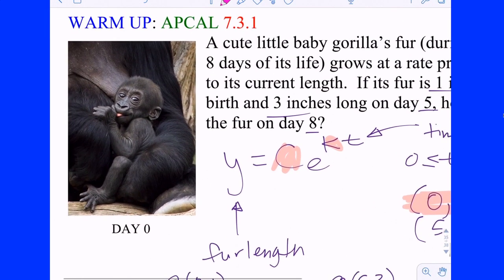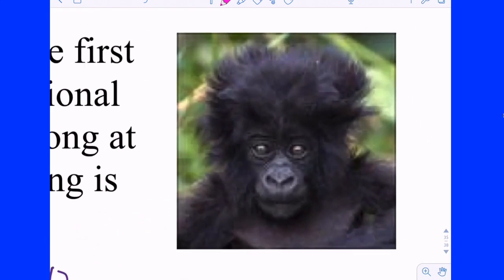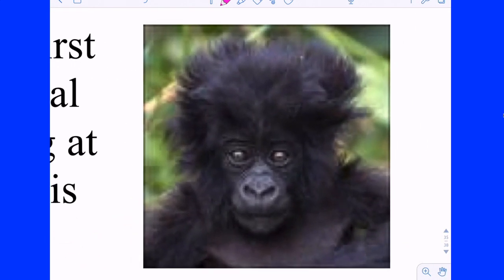All right, so anyway, there it is on day 0, and you can see it's definitely longer. Already needs a haircut, or at least a stylist.